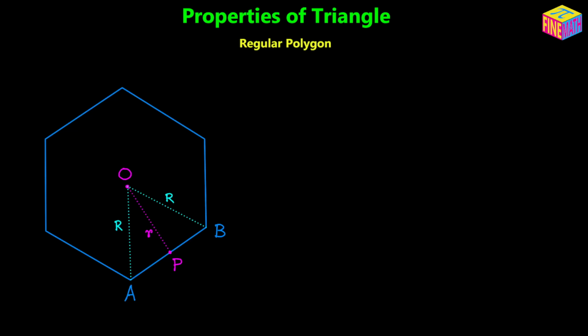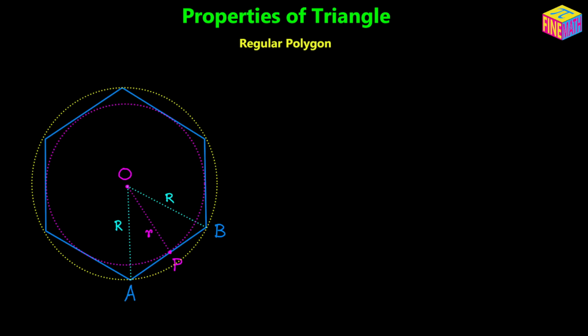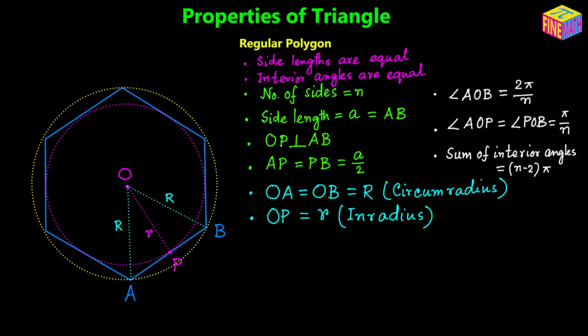Now if you are wondering what the circumcircle and the incircle look like, the circumcircle is going to look like the yellow dotted circle in the diagram, and the incircle is going to look like the pink dotted circle in the diagram. So OP will be the radius of the incircle, and OA or OB will be the radius of the circumcircle. And here I have made a few additional notes.